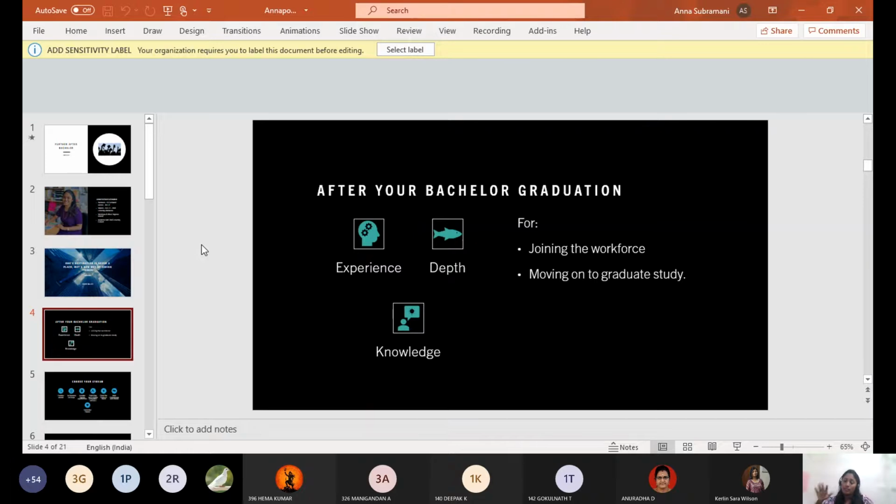So I can see the difference between the Australian education system and the Indian education system. Even though the Indian education system is more of a theoretical base, we have in-depth knowledge of the concepts. So the depth of knowledge and the experience will help us choose either going to graduate study or joining the workforce. Most people choose joining the workforce, and few people move on to graduate study.